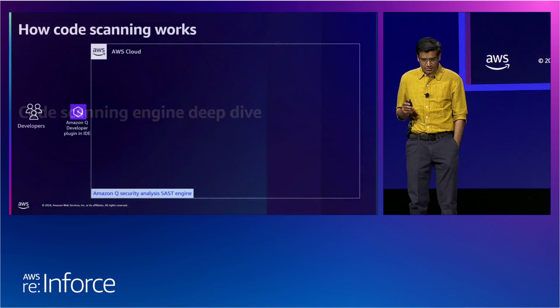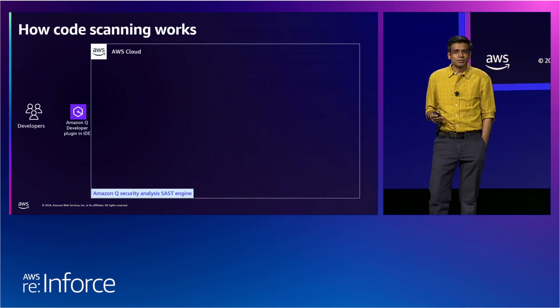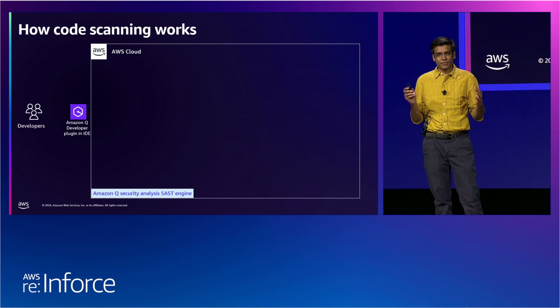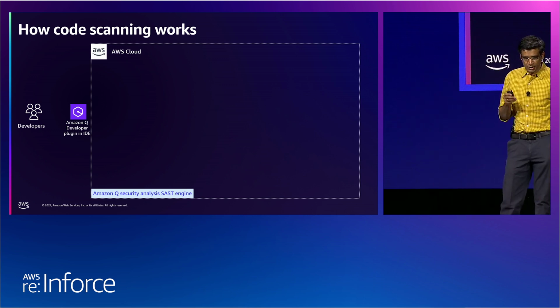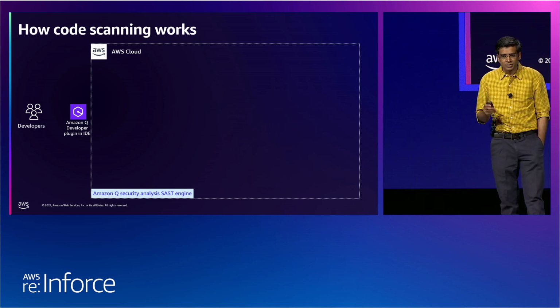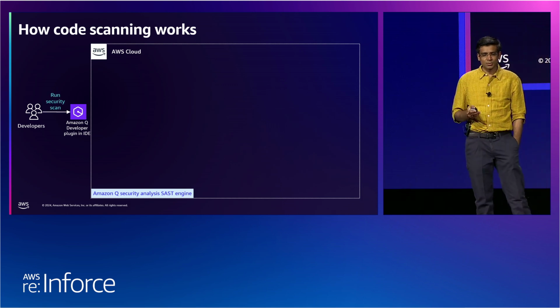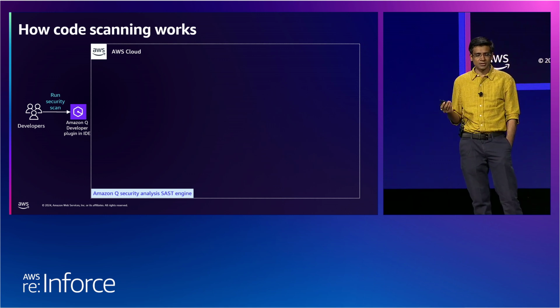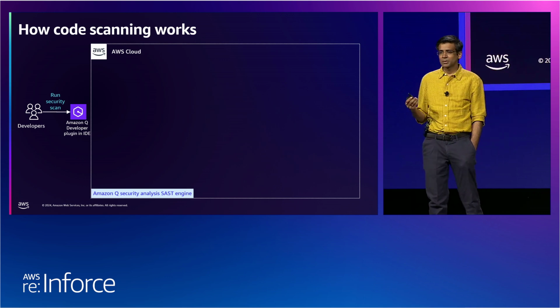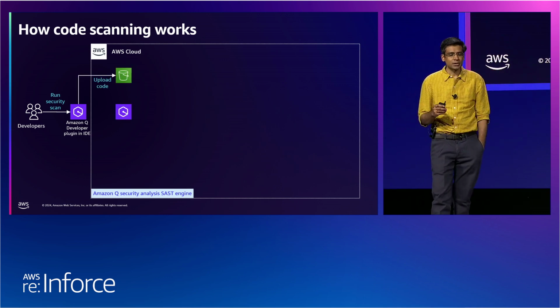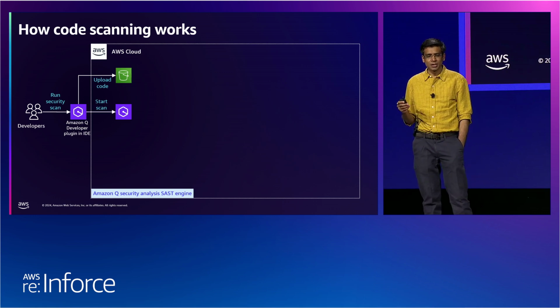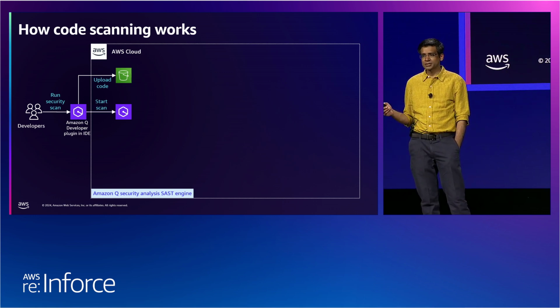Okay, so let's dive into it. Let's start with a high-level overview of the architecture of the code scanning engine, and I'll walk you through the workflow of code scanning. The workflow starts with the developer requesting a security scan. The request goes to the Q Developer plugin in the IDE. The plugin uploads the code artifacts to the S3 bucket and also sends a request to the backend engine to start a scan.